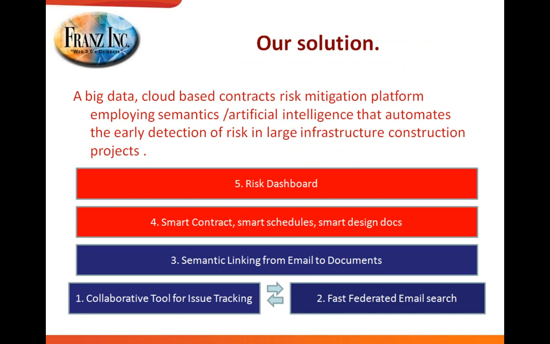And our solution is a cloud-based contract risk mitigation platform that automates the early detection of risk in large construction projects. As I said before, it's a collaborative tool for issue tracking. It's a very fast email search over hundreds of mailboxes going back several years in a row. And we linked all emails to all the documents. Basically now just using simple taxonomies, but in the near future also very advanced linking through analyzing contracts and schedules. So that's the solution that we have.